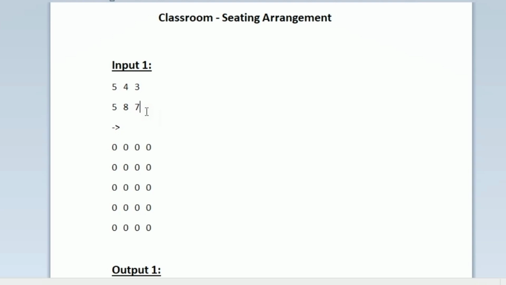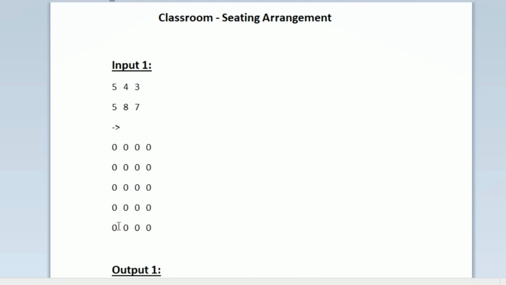So now let us fill the first group students. Totally there are 5 students who belong to the first group, and it is given in the question that the seating arrangement will always be from the last row of the matrix. The last row of the matrix is considered as the first row of the classroom, and the students will always be seated from left to right.